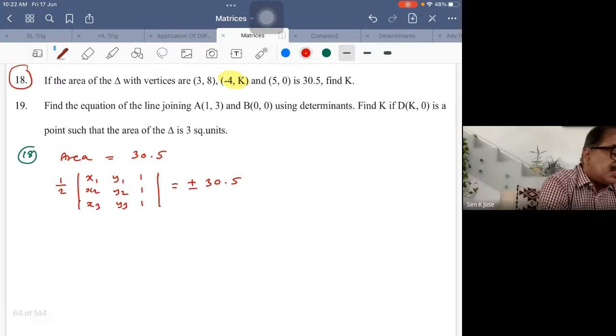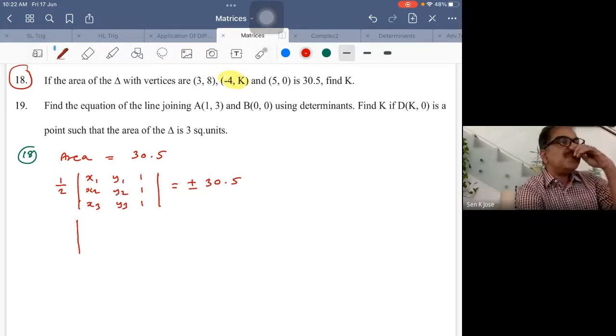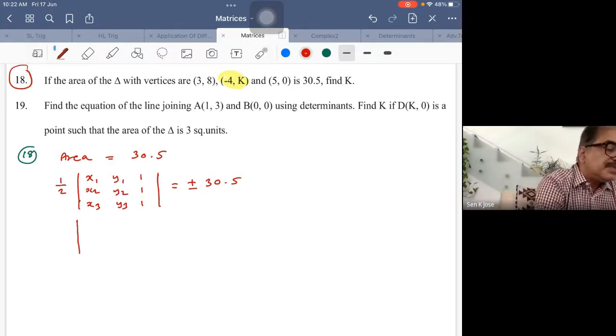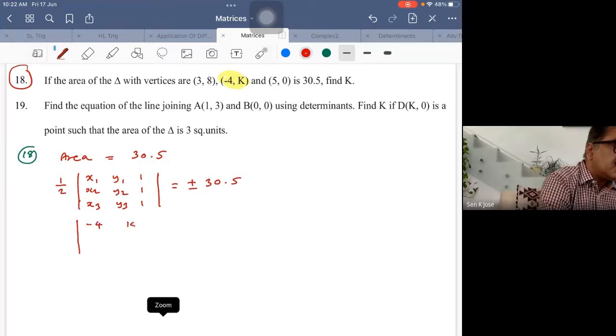We'll multiply both sides by 2 and sub in the values. I'm going to pick up the unknown point and put it in the first row. It makes a lot of difference when you actually do it. So minus 4k is only if you expand using the first row. Don't get carried away by looking at 1, 1, 1. So minus 4k and 1, 3, 8 and 1, 5, 0 and 1.